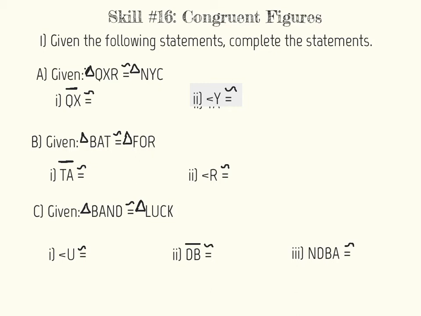Skill 16, congruent figures. In question 1, we're going to be given something that is congruent to something else, and we need to complete the statements. So we need to be concerned about the placement of everything. Given triangle QXR is congruent to triangle NYC, we want to figure out what is congruent to segment QX. I look at segment QX, which is the first two letters. The first two letters of the other one are NY, so it's congruent to segment NY.